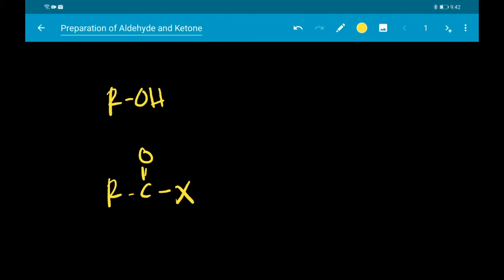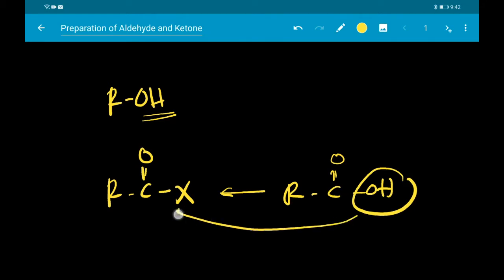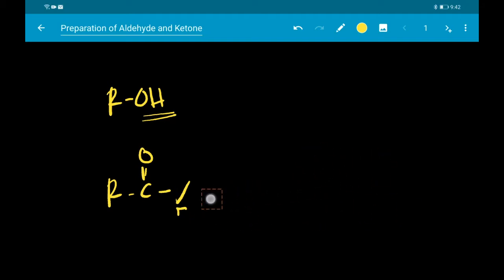Alcohol is represented by the hydroxyl functional group, ROH, which we learned during the first chapter, while acyl halide is one of the carboxylic acid derivatives, RC double bond O OH. We replace the OH with X to get the acyl halide compound. We'll be focusing on acyl chloride in our discussion.